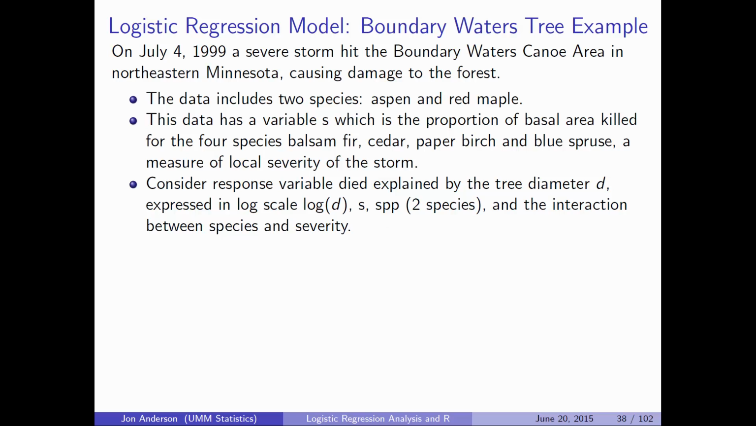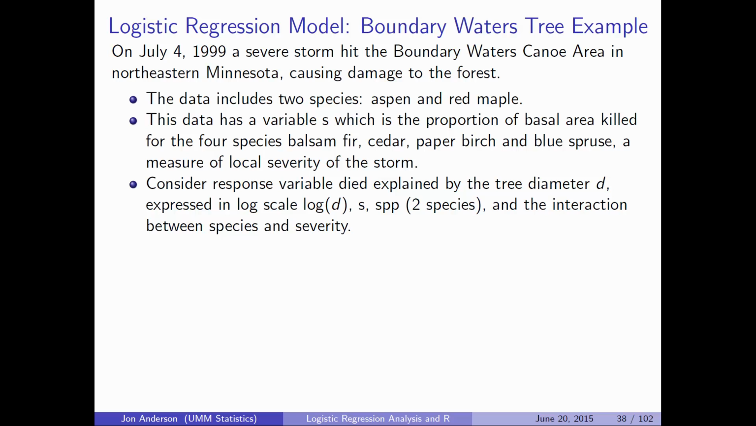Here's another example. We have a severe storm in the Boundary Waters Canoe area. The example we're going to look at are 2 species of tree, aspen and red maple. Another predictor variable we have is the variable S, which is a measure of severity. It's the fraction of trees that are killed in a particular area. And of course, if a particular area has a very high fraction of trees that were killed and knocked over, then the storm was locally more severe in that area.